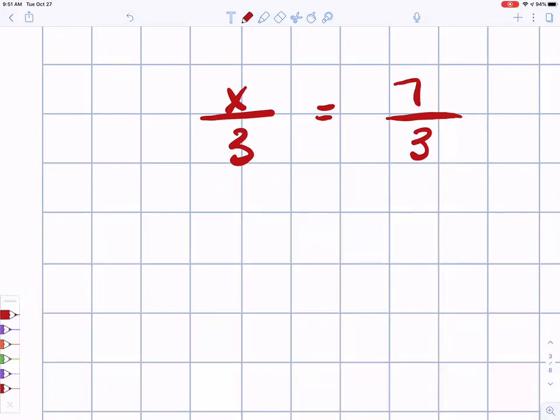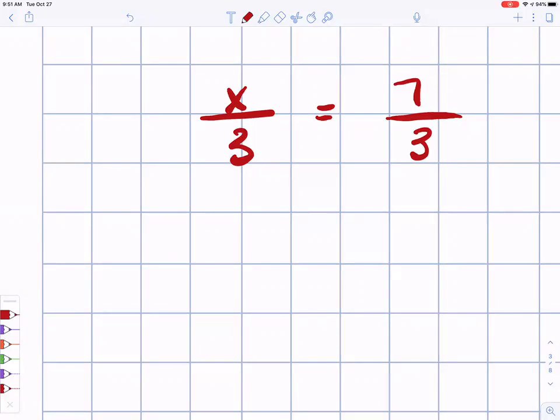Are there pieces that are equal to each other? Yeah, the bottoms are equal to each other. Well, guys, logically, if the bottoms are already equal, what can we say that the tops have to be? They have to be equal, logically. And if you cross multiply, you're going to find that your missing x value is a 7, okay?